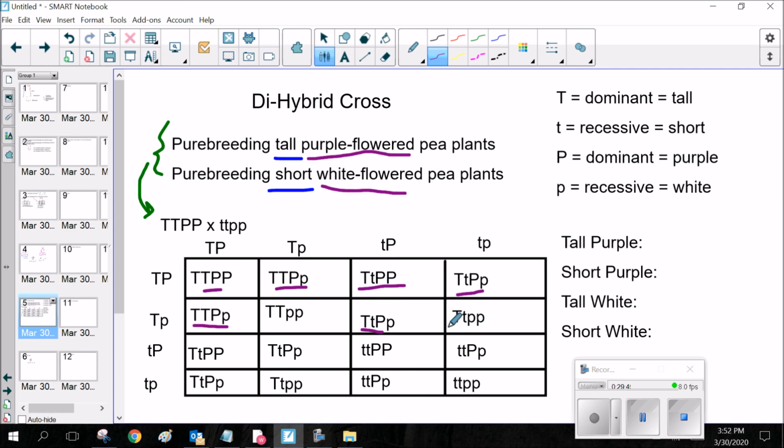Yes. Same over here, tall but white. Yes, yes. No, this would be short with purple flowers. We don't want that. Short with purple. Yes. Good. And so that's all of them. So let's count them. 1, 2, 3, 4, 5, 6, 7, 8, 9. So we're going to have 9 tall in purple.